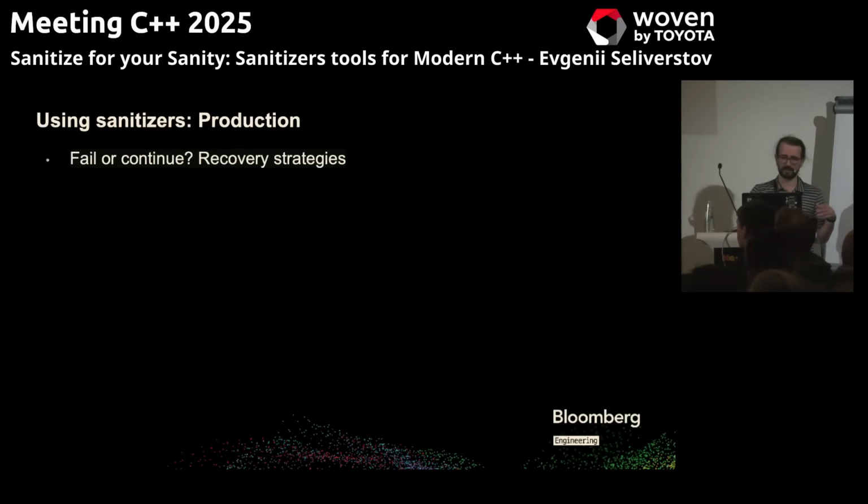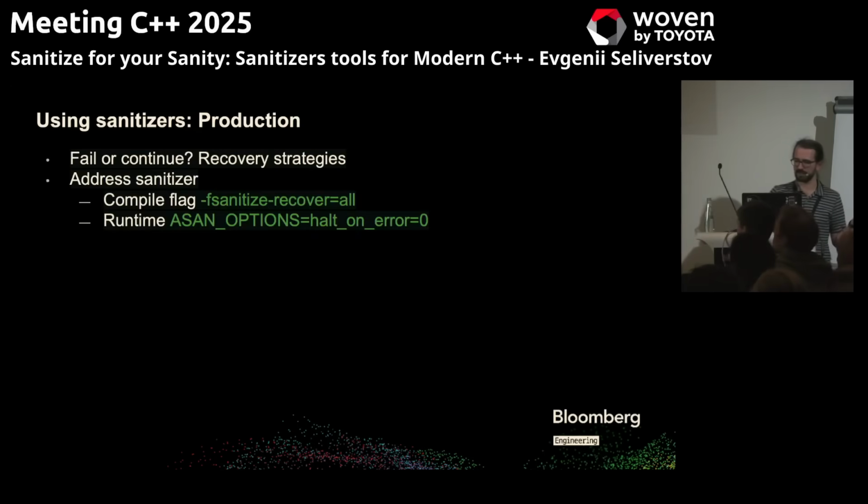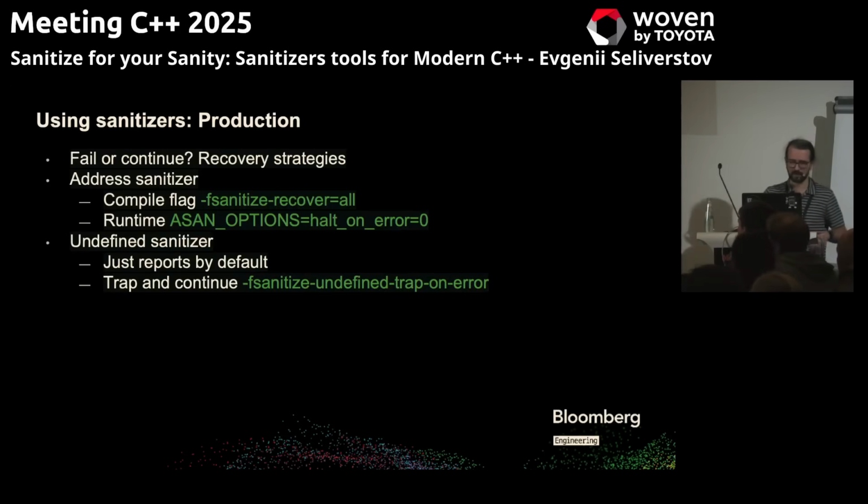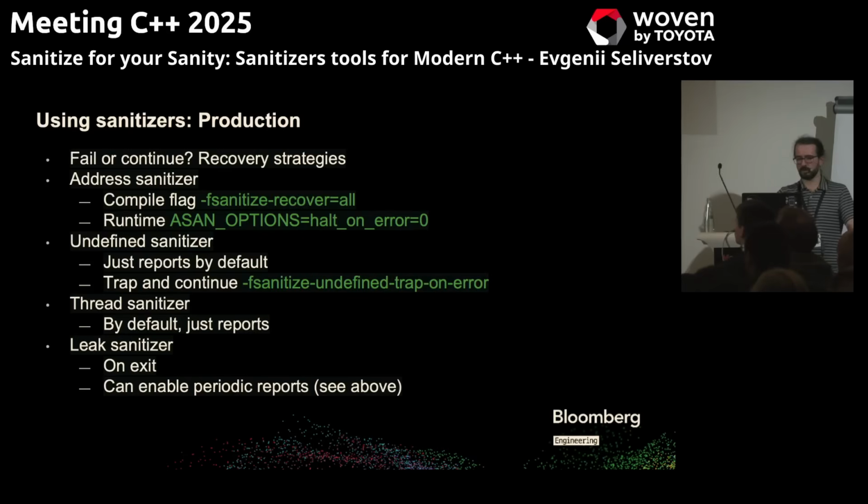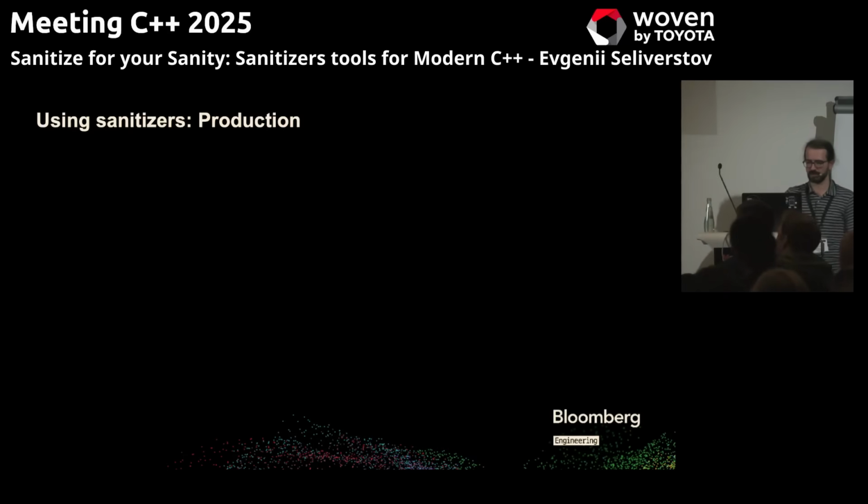What to consider about running them in a kind of production system is how to recover. For address sanitizer, unfortunately, it stops on the first error. It makes sense, as we had in the first keynote: you cannot just understand what's going wrong. But sometimes you just want to continue, so set these flags and you could be okay. For undefined, it's fine. It just continues execution, so you don't need to introduce any flag changes. For thread sanitizer, by default, it just reports. Great, we just observe logs and it's fine. For leak sanitizer, as we spoke before, we can track periodic reports, but usually it just reports on exit.